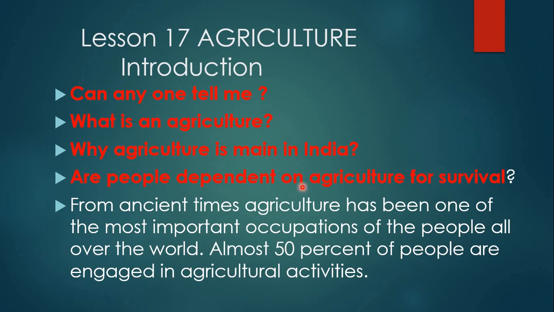Are people dependent on agriculture for survival? Of course. Man is a living being, a living animal, I can say. We need to have food in order to survive. So even survival is very necessary for a human being. So children, these are all questions that will come around us. What is agriculture? Why is agriculture main in India? Are people dependent on agriculture for survival? Of course.